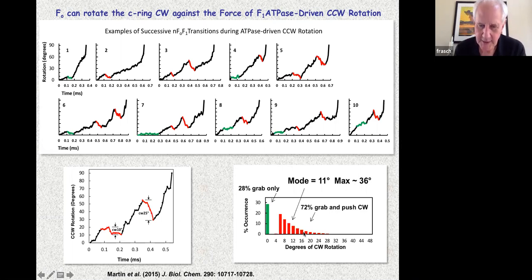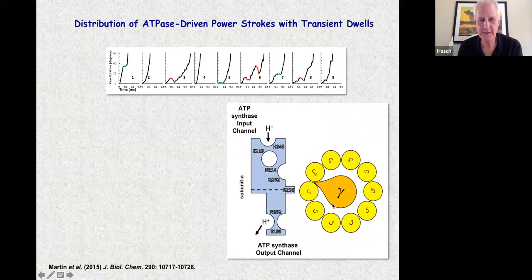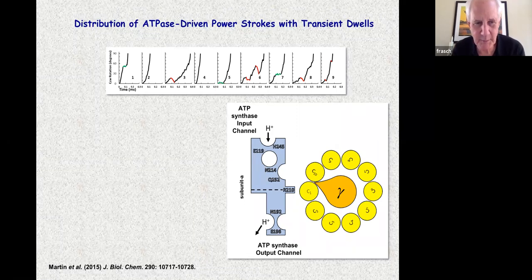70-some% of the time, subunit A actually grabs the C ring and pushes it in the synthesis direction. 28% only grab it and stop it. The most common number of degrees that it can push it clockwise is 11, with the maximum about 36 degrees. So what we're really looking at here, remember, it's still dominated by ATP hydrolysis, but it's amazing. This is the little motor that could, because it can stop that ATPase and drive it in the synthesis direction.